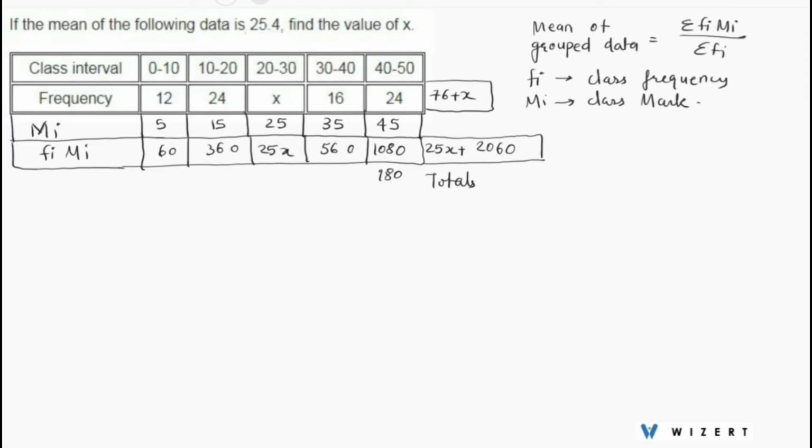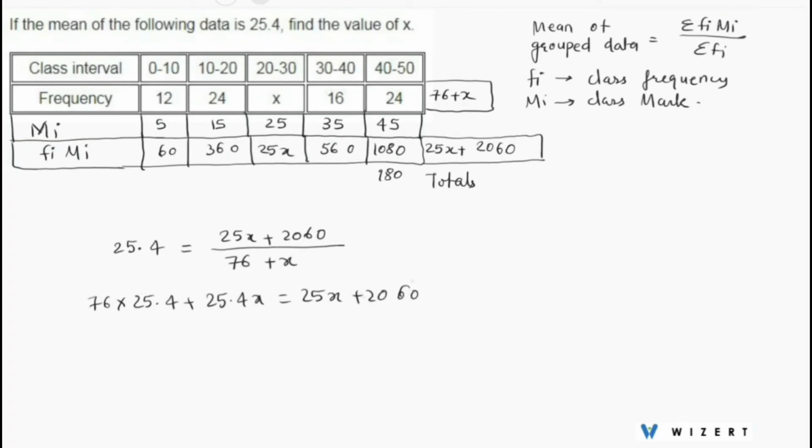Here mean is given as 25.4. So 25.4 equal to 25x plus 2060 divided by 76 plus x. So if we cross multiply, we get 76 multiplied by 25.4 plus 25.4x equal to 25x plus 2060.